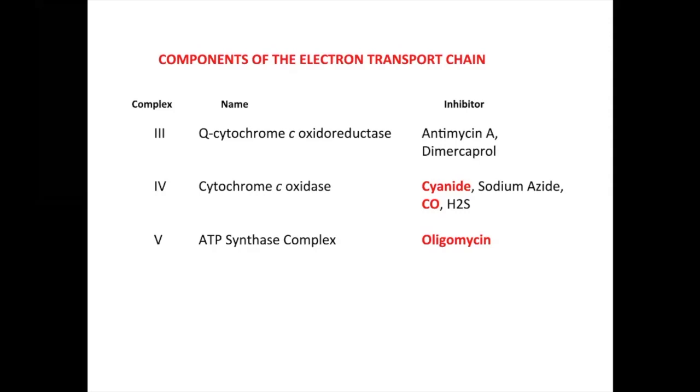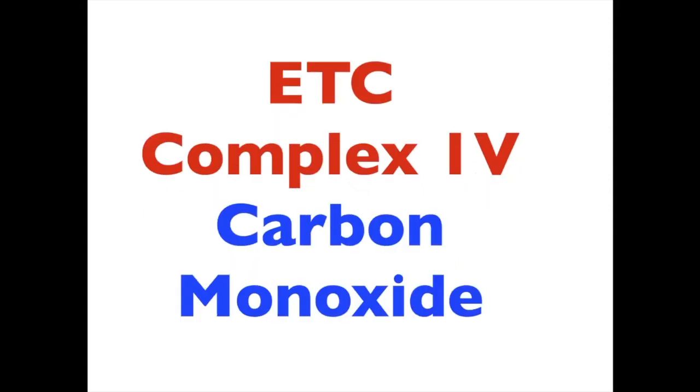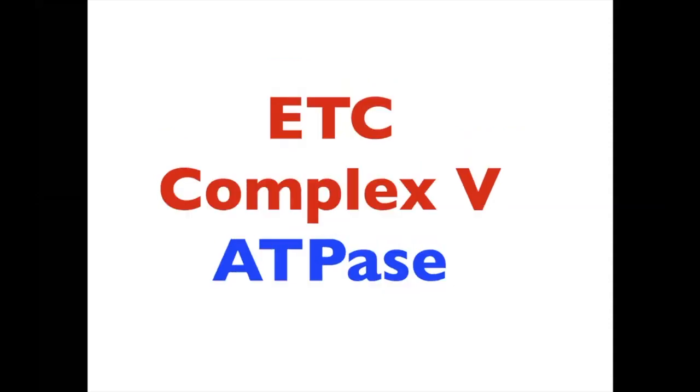So I hope everyone got this. This is very quick and straight to the point. So let's run a few flashcards before we end this module. So what blocks complex 4 of the electron transport chain? It's cyanide. What blocks complex 4 aside from cyanide? It's carbon monoxide. And what blocks complex 5 or your ATPase? It is the drug oligomycin.